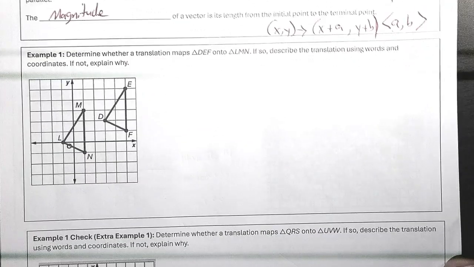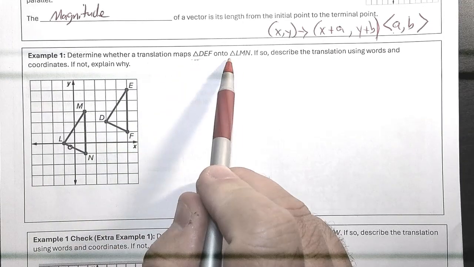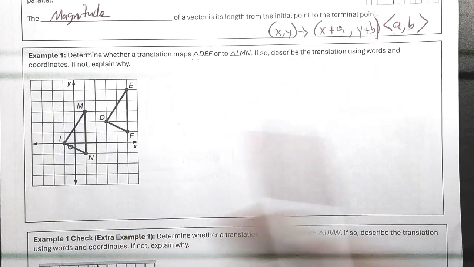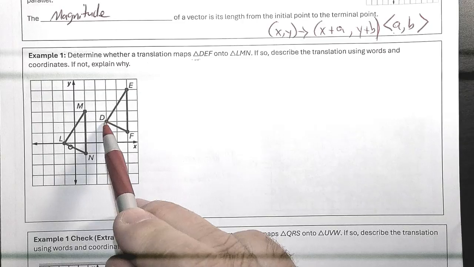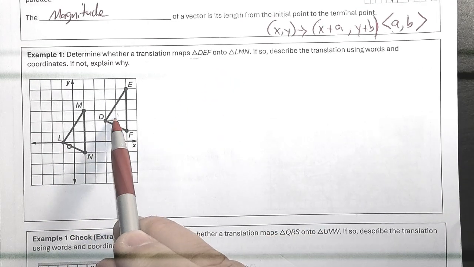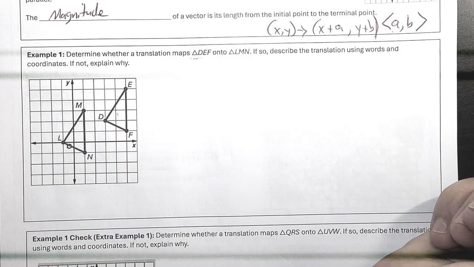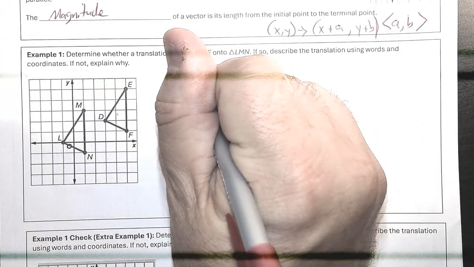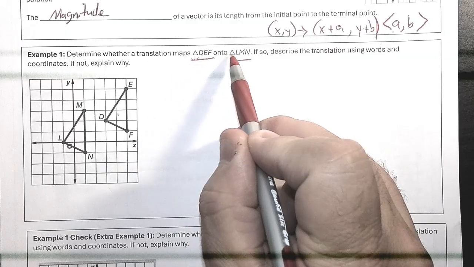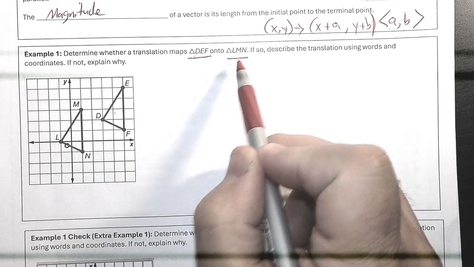All right, so example 1: determine whether a translation maps DEF onto LMN, and if so, describe the translation using words and coordinates, and if not, explain why. Okay, so we're going from DEF to LMN, from here to here. Now, keep in mind, these letters correspond. D and L are your first letters, so D and L, E and M, and F and N.